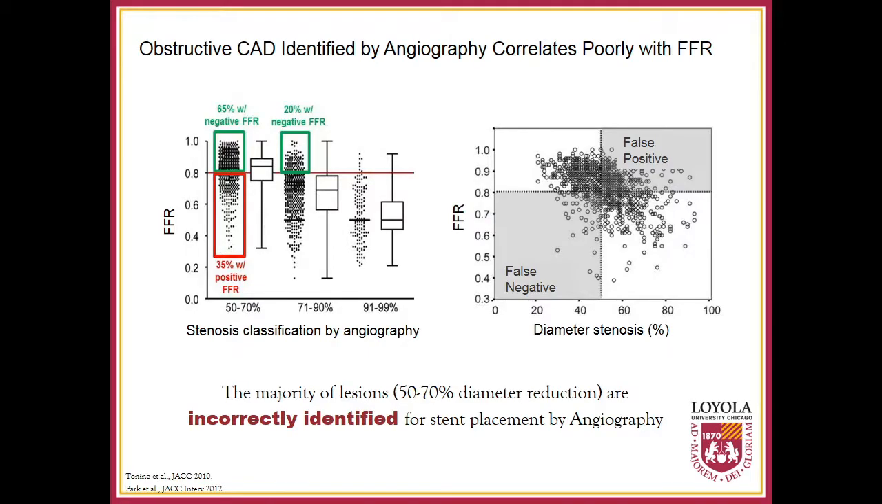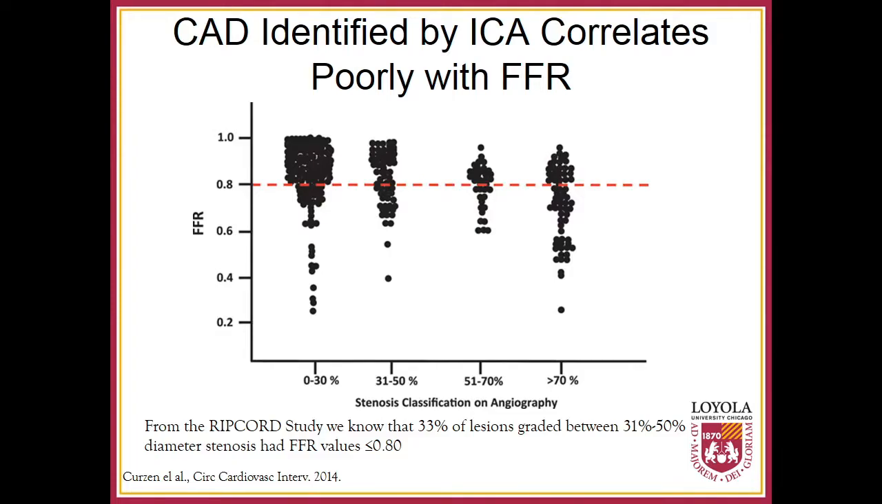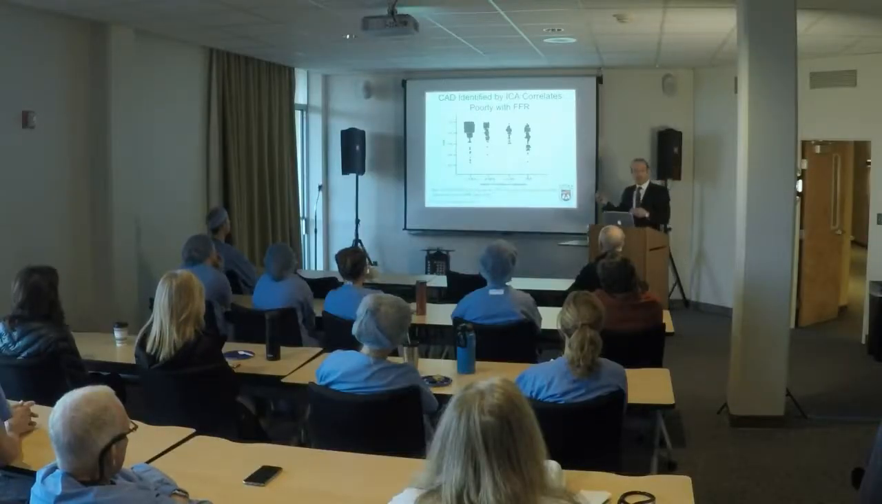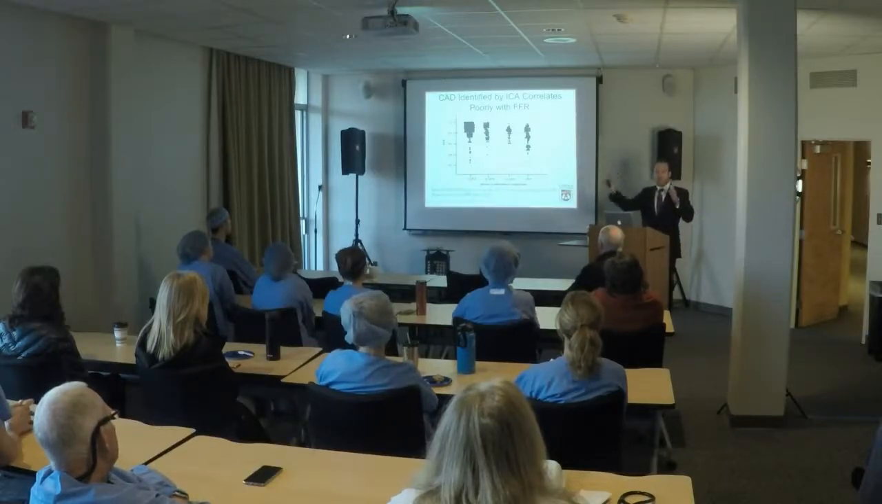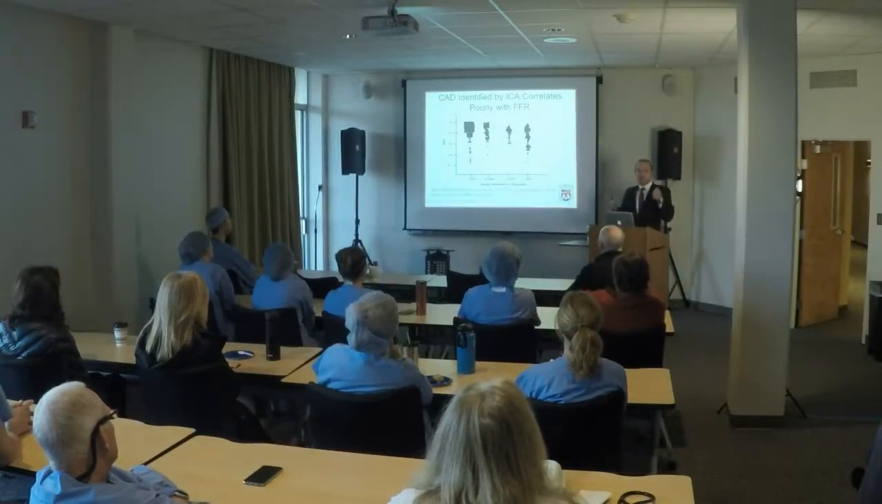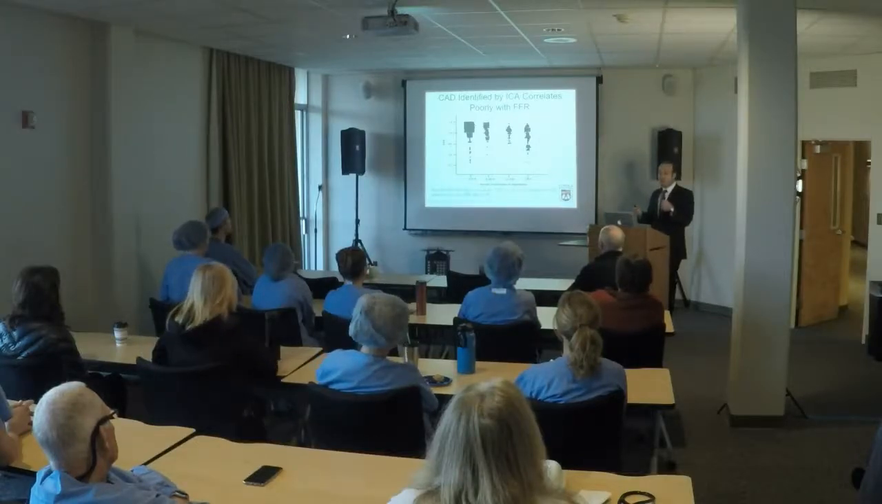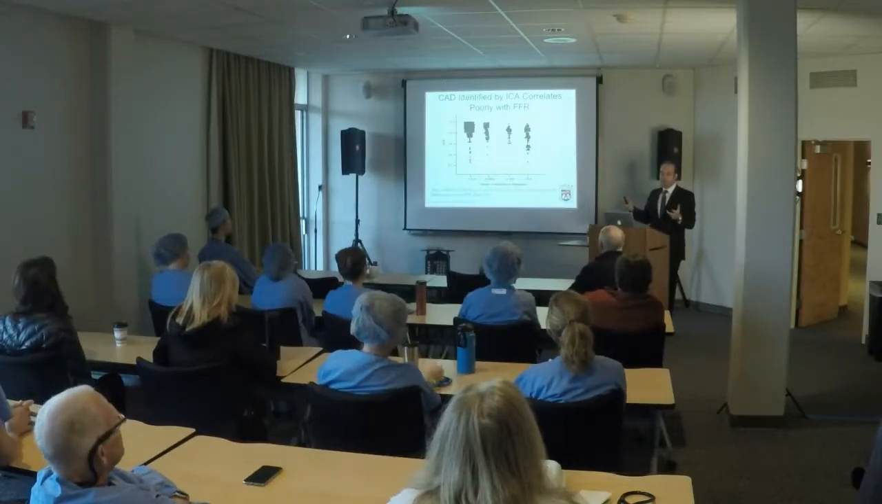Now, let's focus on the quote-unquote non-obstructive lesions. Data from the RIPCORD study would suggest that 33% of lesions graded 31 to 50% diameter reduction indeed had FFR values less than 0.8. Now the question still remains, what do you do for these patients, right? Do you revascularize these patients? We don't really have data to support that right now, but it's just intriguing and underscores, again, the discordance between anatomy and physiology, that you can still have a non-obstructive stenosis that causes ischemia, and it's still debatable what to do for those patients.